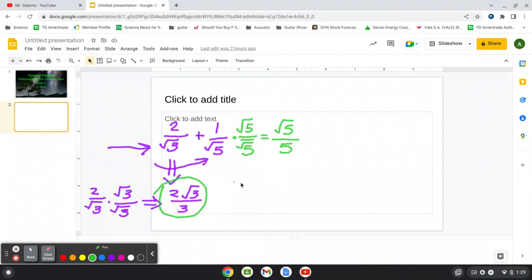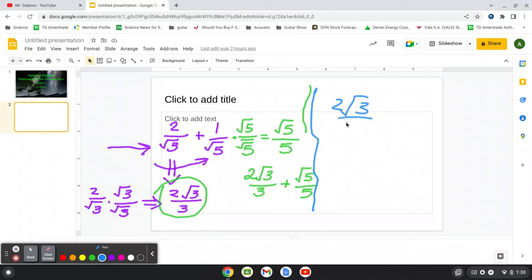So now that we rationalized both the denominators, now we can add them. 2 square root of 3 over 3 plus square root of 5 over 5, and we need a common denominator. And we'll get that common denominator. So let's change the color. Okay, and we'll use blue. Let's make a little line here. So now we need a common denominator. So what we're going to do is take 2 square root of 3 over 3, and we're going to multiply it by 5, the denominator in the other fraction, right? So what do you think you get if you did that?